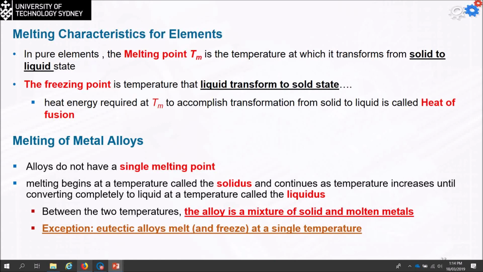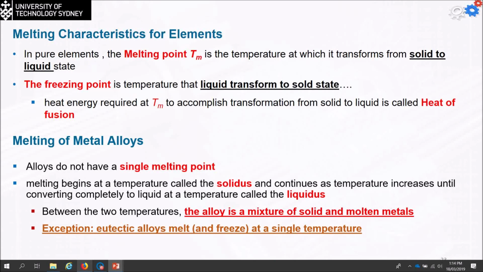So the melting will begin at the temperature called the solidus and continue as the temperature increases until it becomes completely liquid at a temperature called the liquidus. The temperature at which the lower melting temperature metal melts is called the solidus. Then we have a mixture of both. And when both metals have melted, this temperature is called the liquidus. The solidus and the liquidus are shown in the next diagram. So between the two temperatures, the alloy is a mixture of solid and molten metals at the same time.